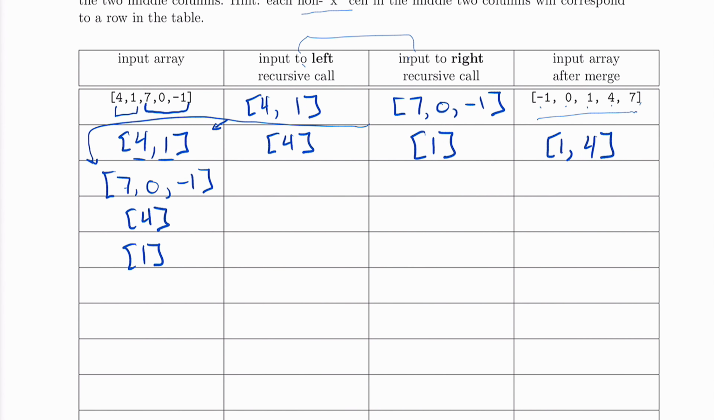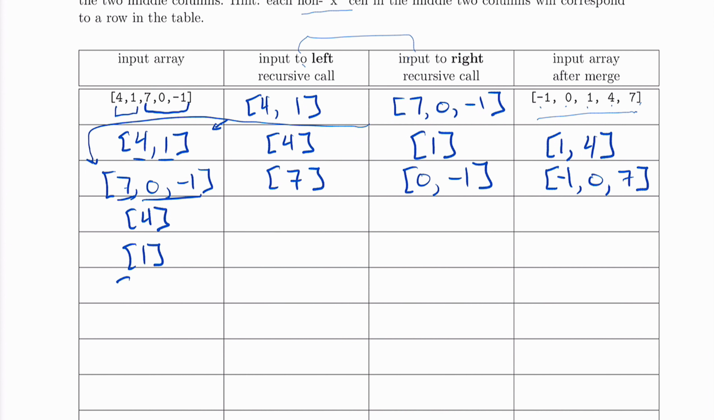So then we work on the next row, 7, 0, negative 1. Well, it said that the bigger half goes to the right. So we're going to have that split. So then we have 7 going to the left, and 0, negative 1 going to the right. What's it look like afterwards? Well, it's going to be negative 1, 0, 7.